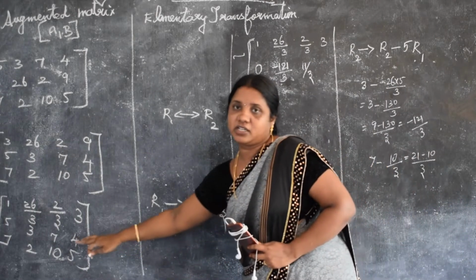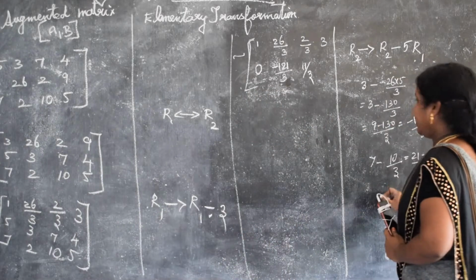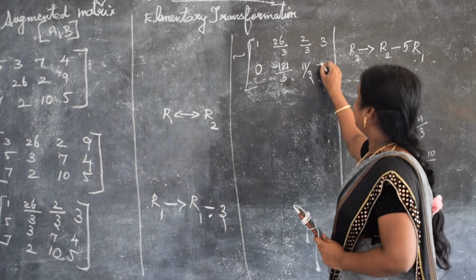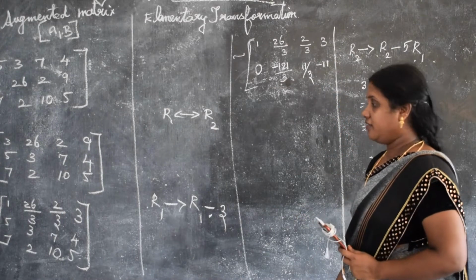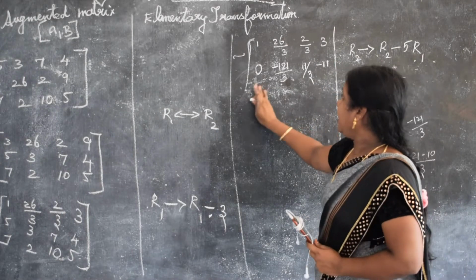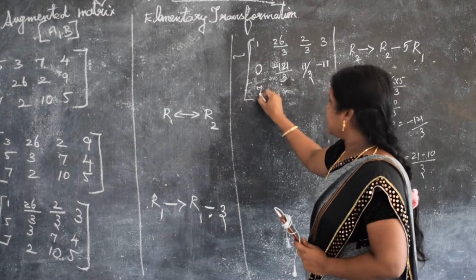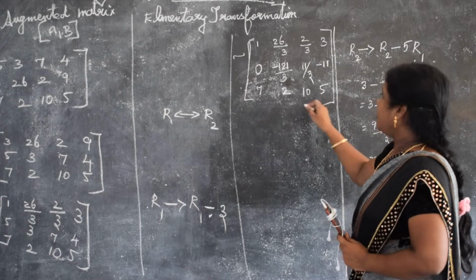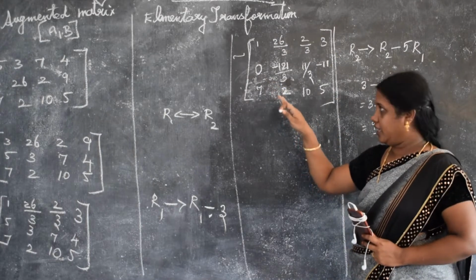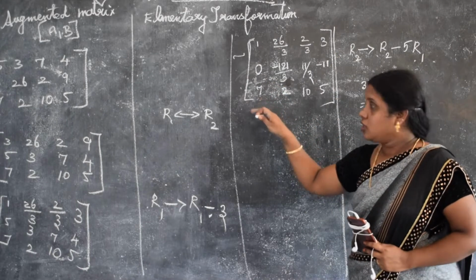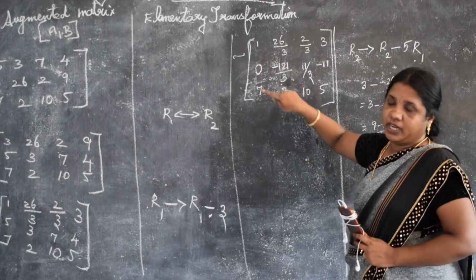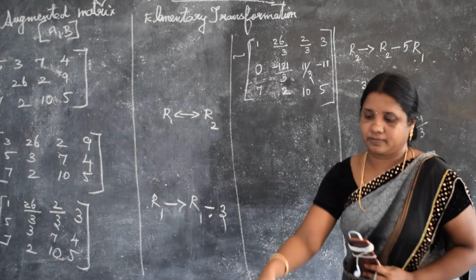Next, our last element is 4. So 4 minus 5 threes are 15. 4 minus 15 is what? Minus 11. Have you understood? See now, write the third row as such: 7, 2, 10, 5. Now I got 0 here. Now what should we do? In the same way, here also you have to get 0. So I am going to multiply this R1 by 7 and subtract it from R3.